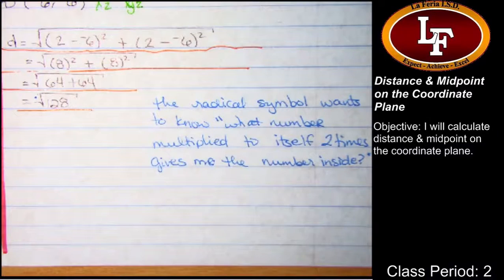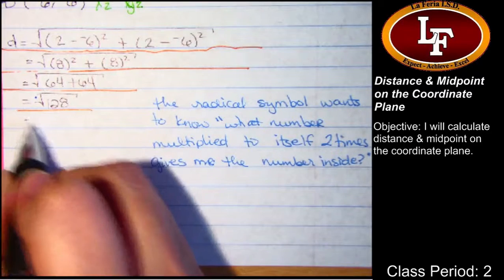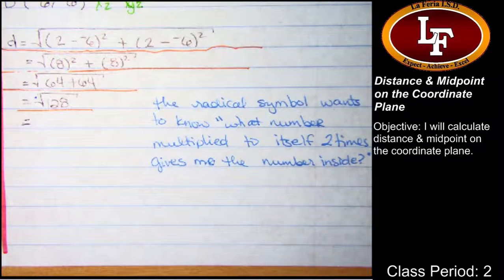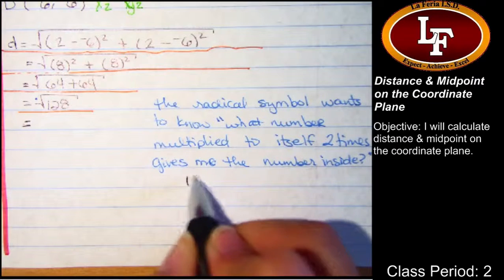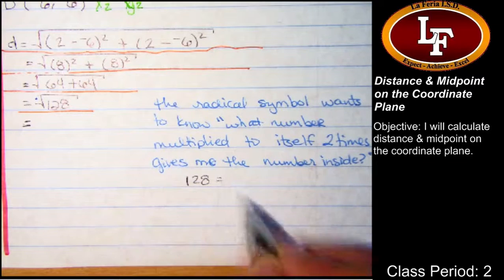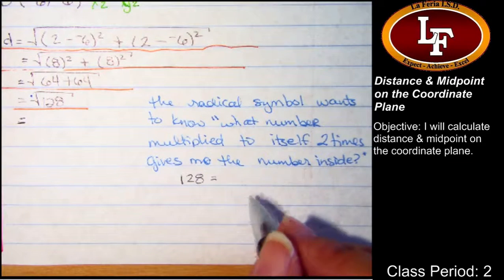So here's what I want to do. How can I rewrite 128 as just a bunch of multiplications? It's 11.3137. Okay, that's a decimal. The question is the number 128. How can I rewrite that as just a bunch of multiplications everywhere? I'm going to do some scratch work down here. 128, it's an even number. Divisible by 2? Yeah, it's divisible by 2.